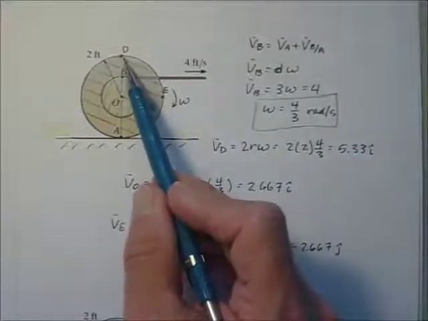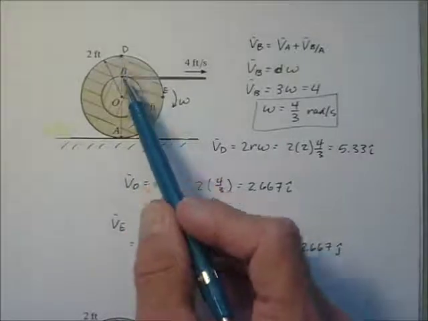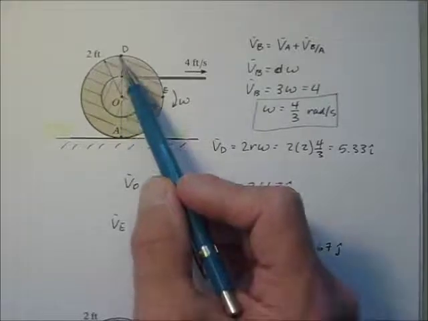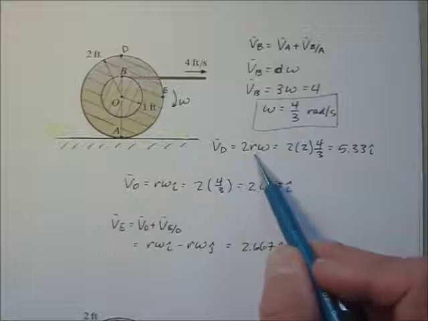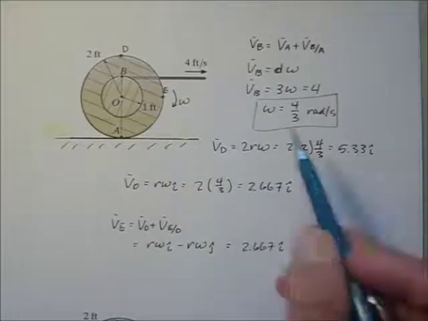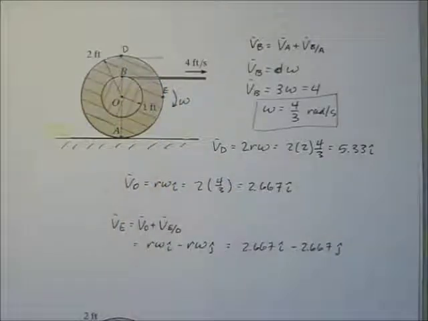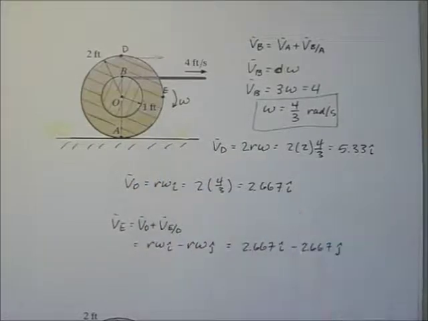So I can find out the velocity of D. The velocity of D is the velocity of A plus the velocity of D with respect to A. The distance of D with respect to A is equal to 2R, so that is 2R omega. I've got an omega going that way, so the velocity of D is going to be equal to 5.33, and it's in the I direction as well. The velocity of O is going to be 1R omega, 2.667.